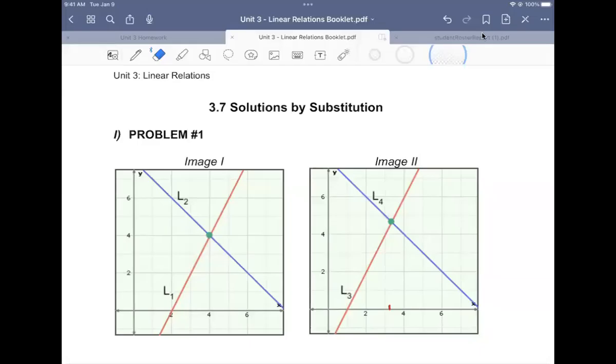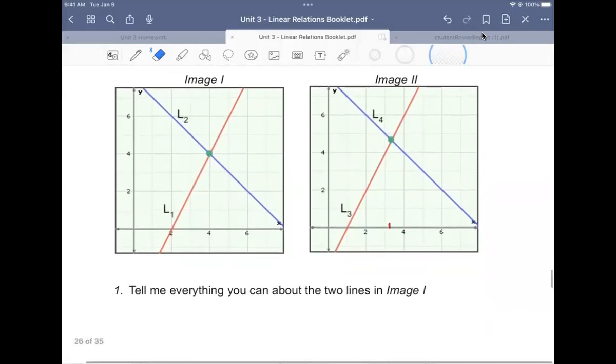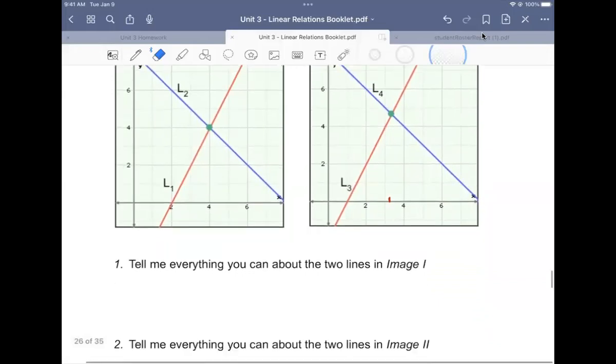All right, so the last lesson that we did, we talked about finding the solution to two lines using graphing. Now we're going to look at how we can do that when we don't have a graph available to actually solve. So the first thing that we're going to do is look at these two images and just state everything that we can about them.